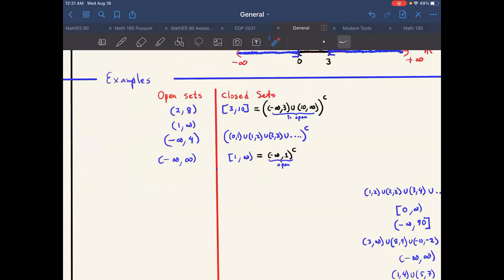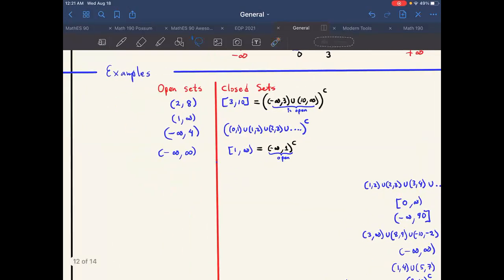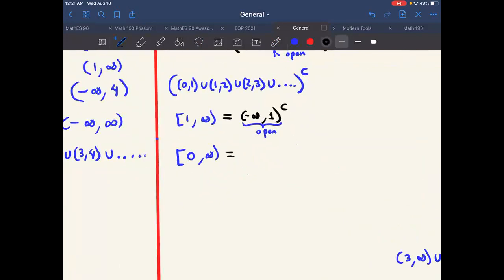Right, let's do the next one. So let's do this union. That's a union of open intervals, therefore it's an open set. All right, what about this one? That's a closed set. Why is that a closed set? Because remember, a closed set is the complement of an open set, namely (negative infinity, 0).